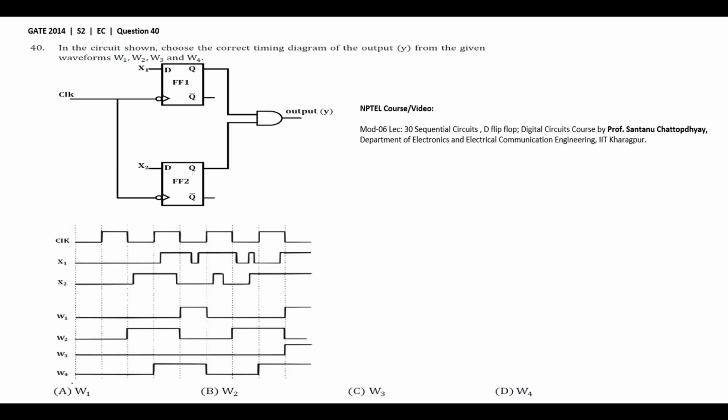You can find the information related to negative edge triggered D flip-flops in this given NPTEL course taught by Professor Santanu Chattopadhyay from IIT Kharagpur.